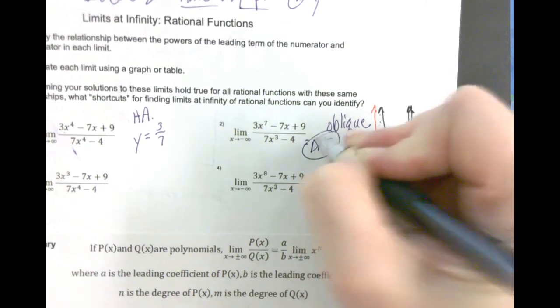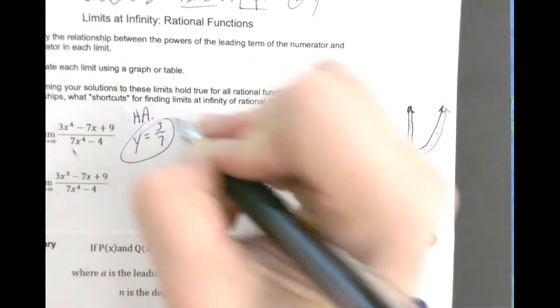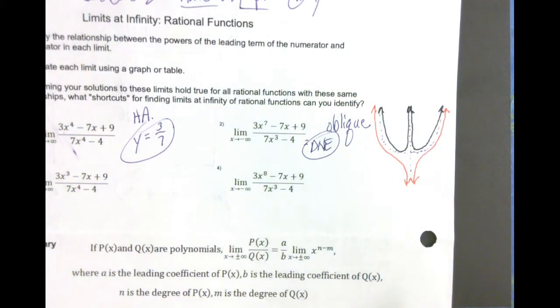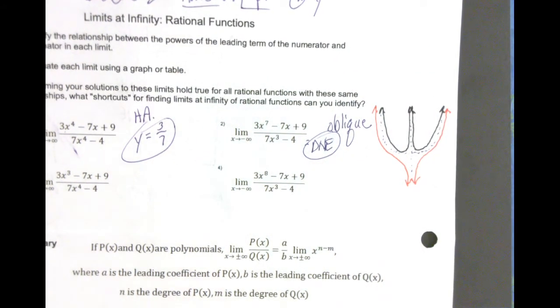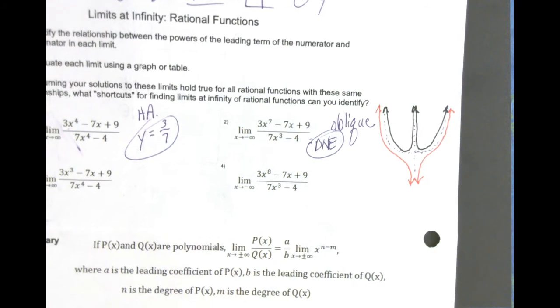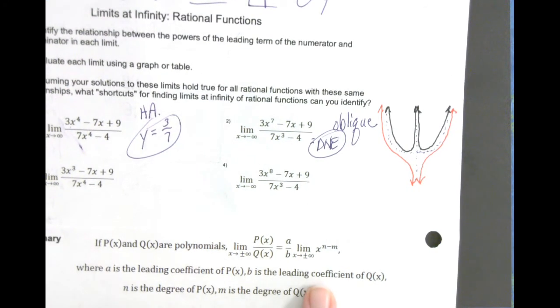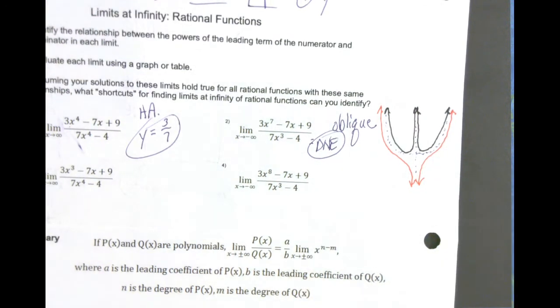Mine looks like, yeah, mine, what is numerator and denominator? Numerator. Right. Yes, I graphed it and it looks like this. The red one or the black one? Green.